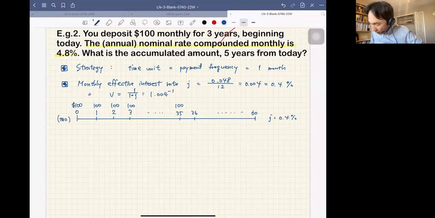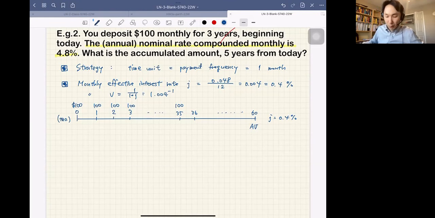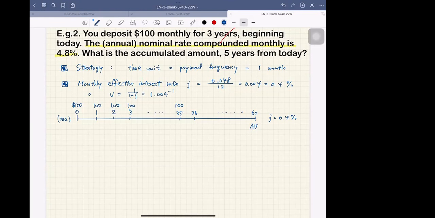Okay, so can you guess the answer? $100, 36 times, and it accumulates. So we want to get this. Maybe 15 seconds more to think about it.